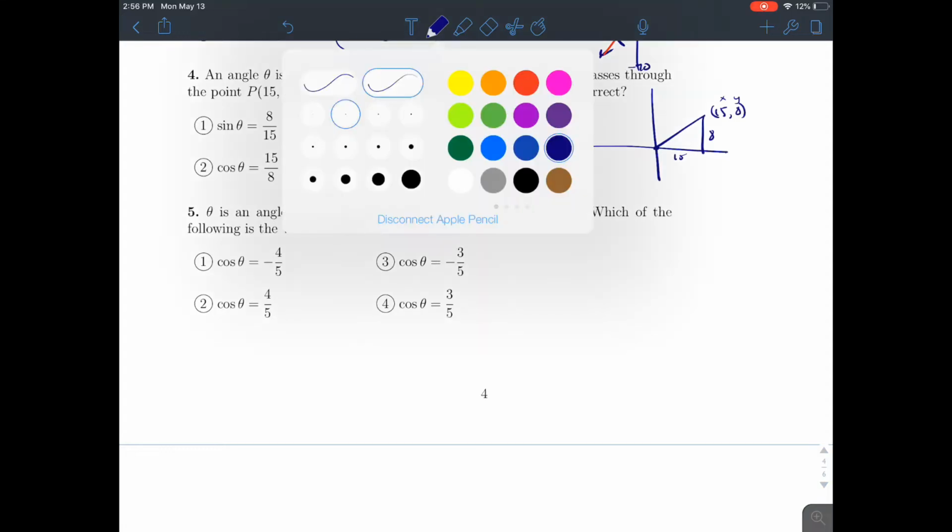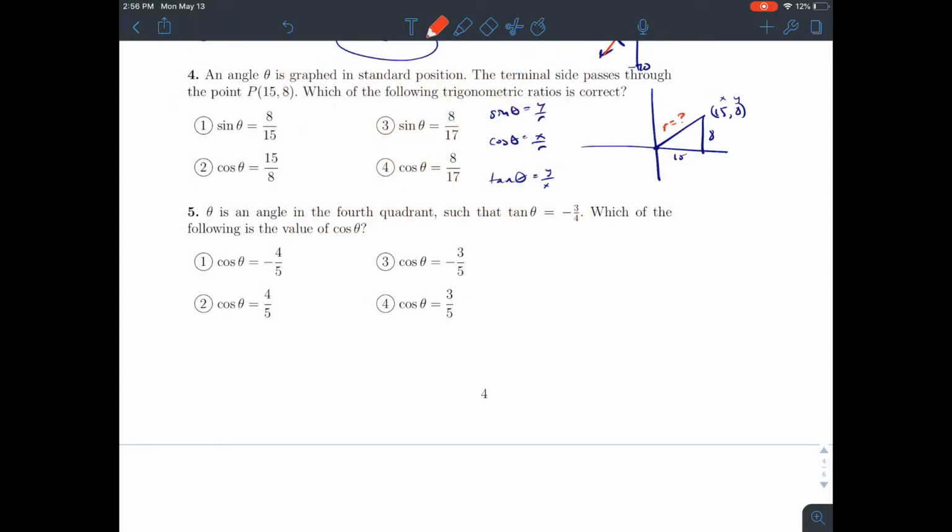So it looks like for most of these, we're going to need to know how much r is. To find r, we can use the Pythagorean theorem. 15 squared is 225 plus 64 equals r squared. Together these make 289. And when we square root that, we get r is equal to 17. So since this is theta here, it looks like sine of theta is going to be 8 over 17, which is right here as one of our answer choices. And you can check the other ones, but none of them are right.